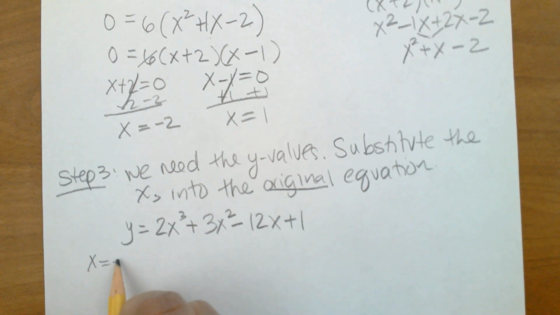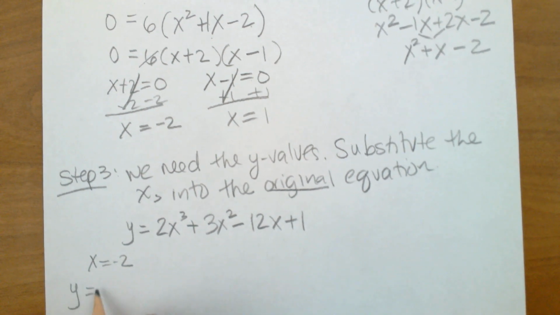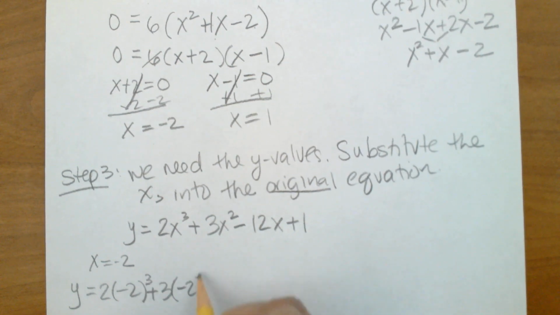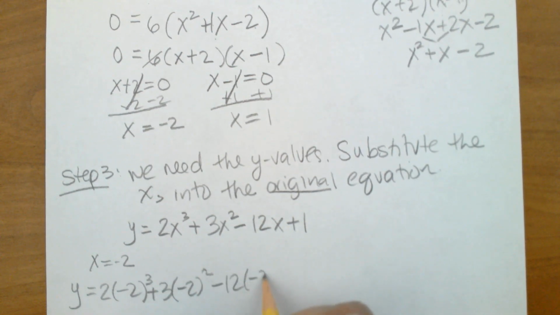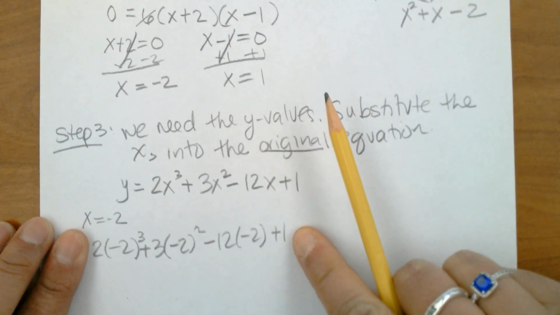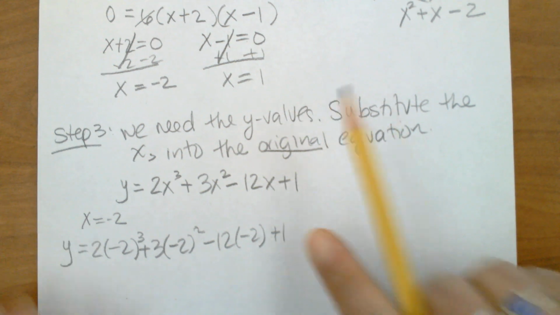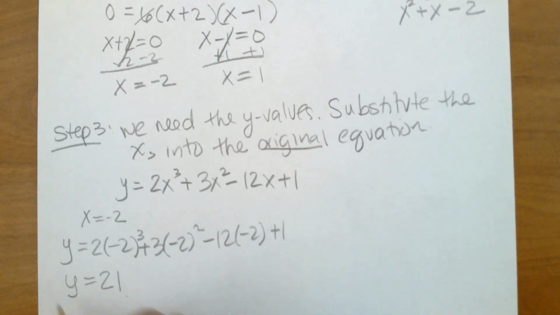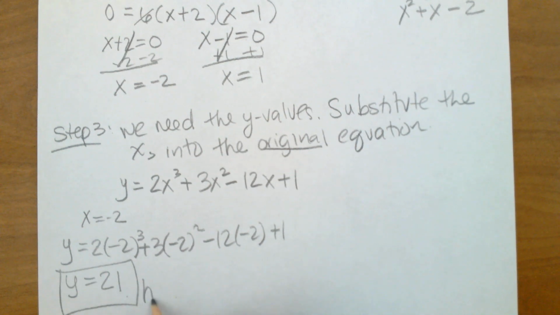So the first one I'm going to do is x equals -2. So y equals 2 times -2 cubed plus 3 times -2 squared minus 12 times -2 plus 1. And if you put this whole thing in the calculator, just like you see it with parentheses and everything, you're going to come out with 21. And that's our first horizontal tangent.